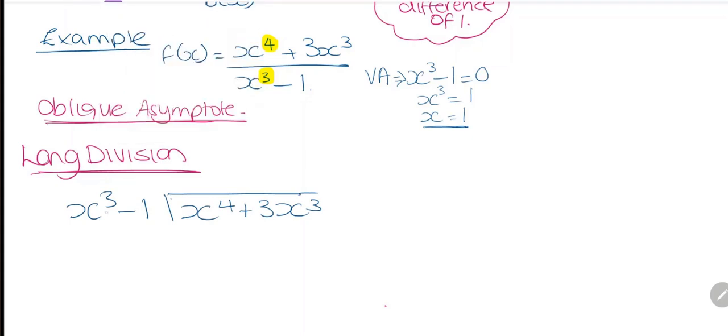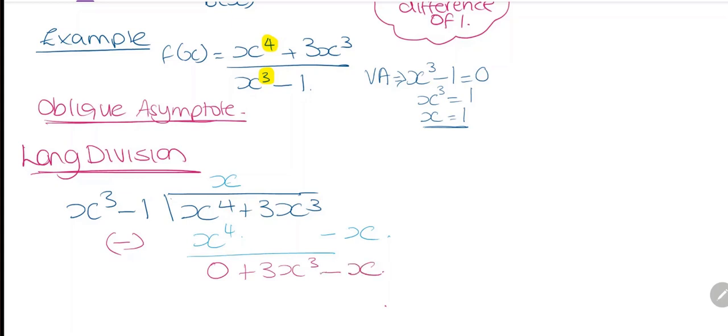So x cubed goes into x to the 4 x times, and x times x cubed is x to the 4. And then x times minus 1 is going to be minus x. Now we subtract, so x to the 4 minus x to the 4 is just 0. And I'm going to bring down the 3x cubed, and I've got minus x.